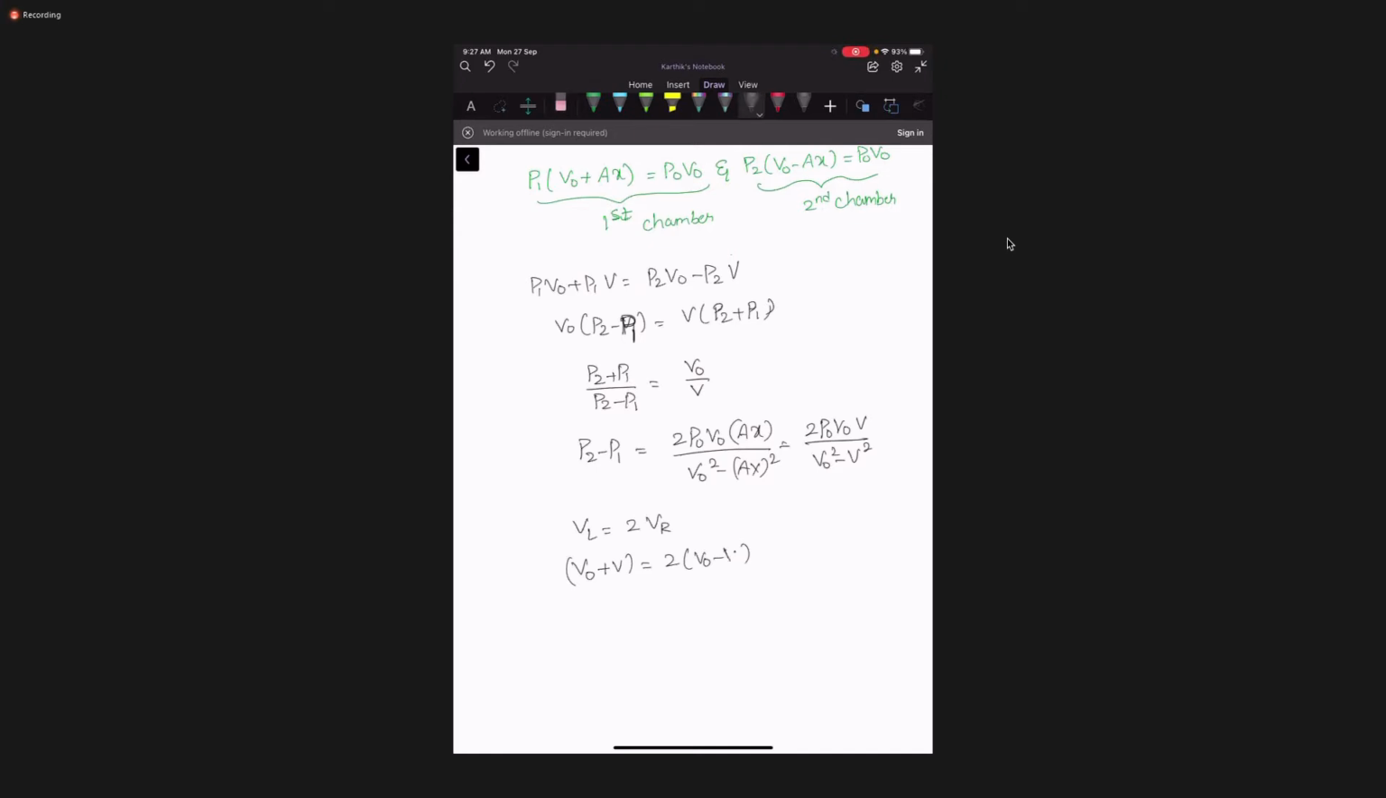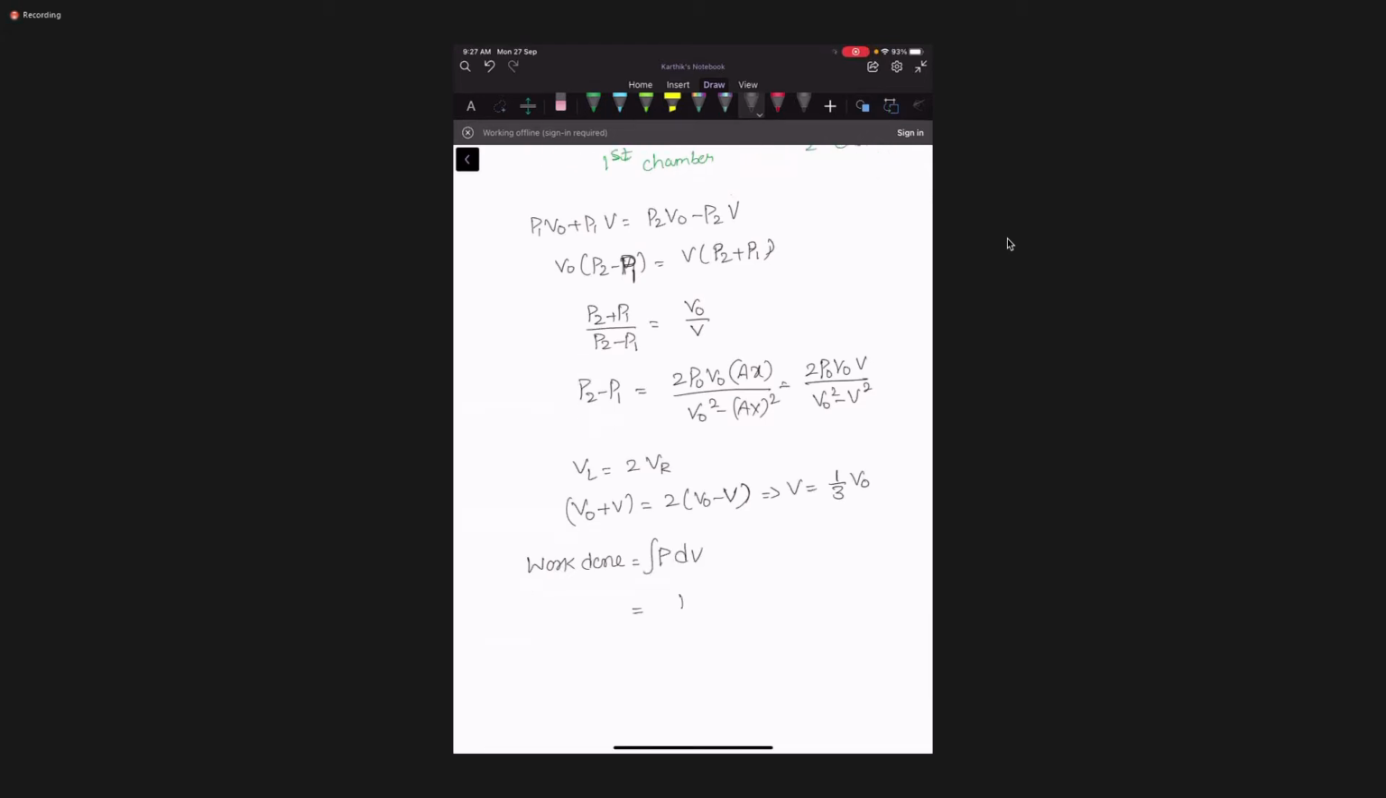Clear? So from this, V is equal to 1 by 3 times V naught, isn't it? Clear? Now what is he asking? Work done, no? So your work done is integral P dV, isn't it? Which is P2 minus P1 into dV, right?